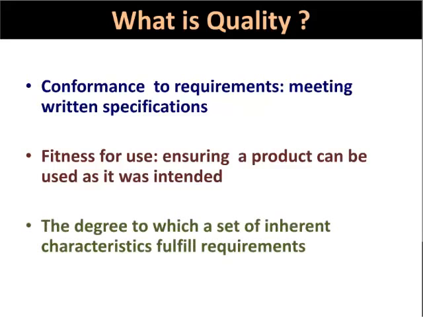Another definition is the degree to which a set of inherent characteristics will fulfill requirements. So a vehicle, for example, one would expect a car to have built-in safety features such as the ABS braking system. That is an inherent characteristic. It's supposed to be part of the vehicle, the aspect of safe brakes. So another definition is just this: the degree to which a set of inherent characteristics fulfill requirements. So here we have three definitions that we can work with in terms of what is quality.